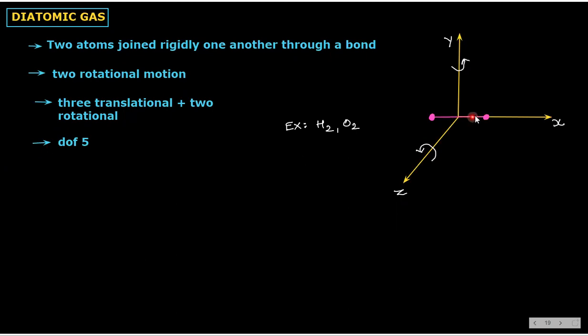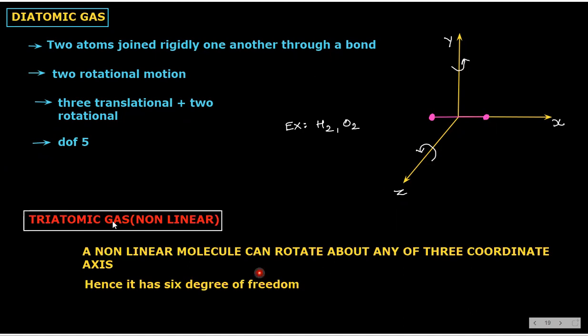This is a diatomic molecule, and it will rotate like this. It has 2 rotational plus 3 translational, and that's why 5 degrees of freedom. Next one is triatomic gas, nonlinear. A nonlinear molecule can rotate about any of 3 coordinate axes, and hence it has 6 degrees of freedom. How many? 6 degrees of freedom for triatomic gas. Note down.